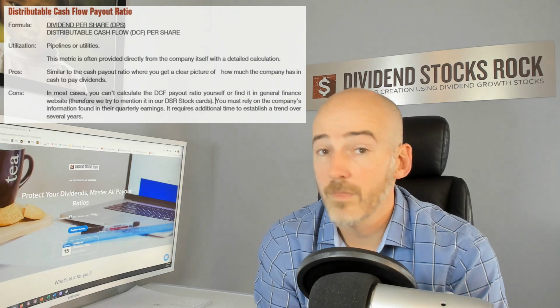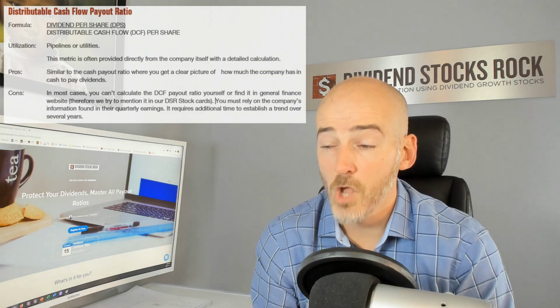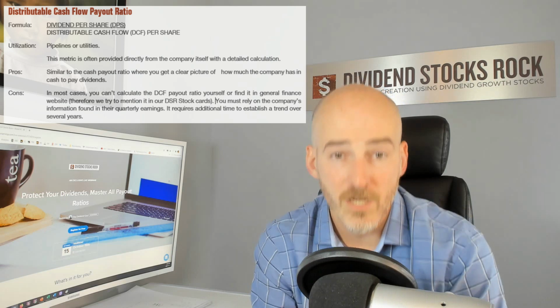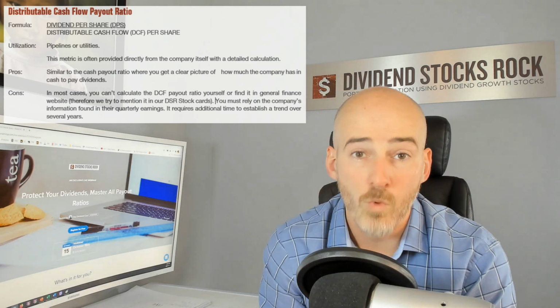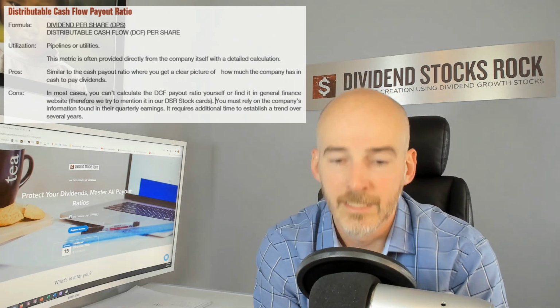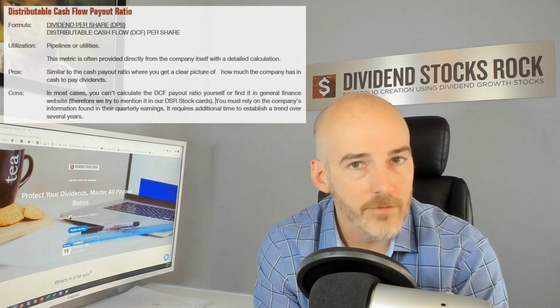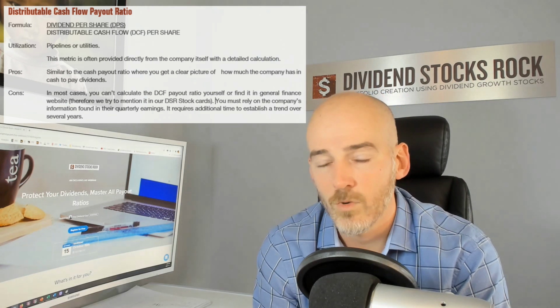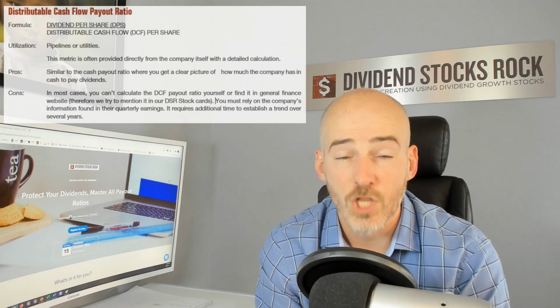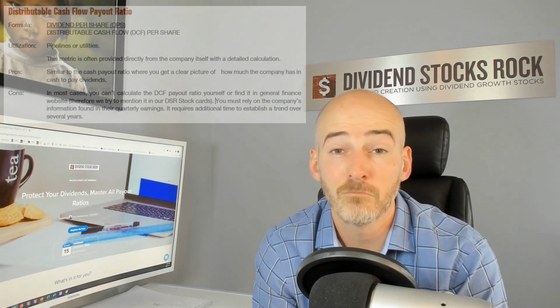The problem with this one is it's almost impossible to get it from any financial website. I personally use YCharts, but they don't provide it. I don't think that Seeking Alpha or Yahoo Finance will provide it as well. Basically, it's a number that is being calculated by the company itself. It gives you a very clear picture of the ability of the company to pay.